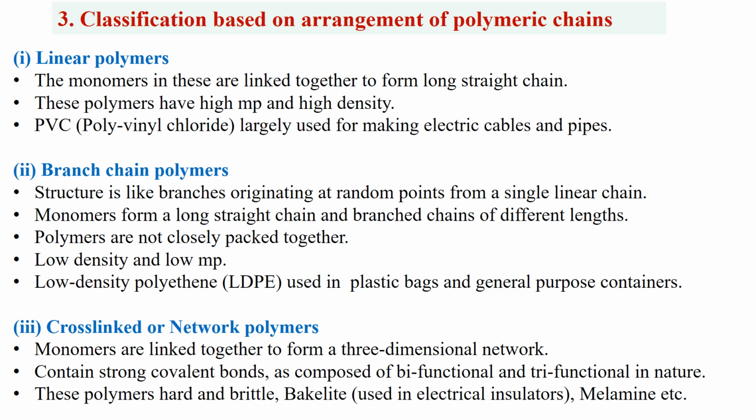Monomers are linked together to form long straight chains. These polymers show close packing, so they have very high melting point and high density. Examples are PVC, polyvinyl chloride, and high density polyethylene.